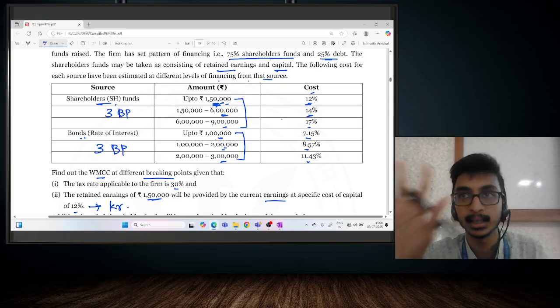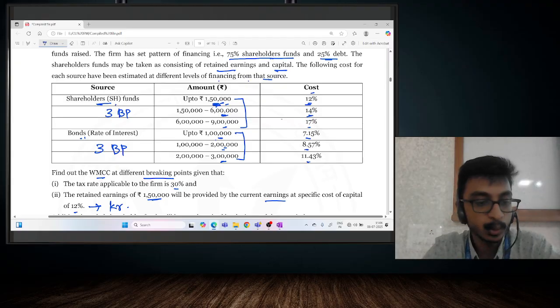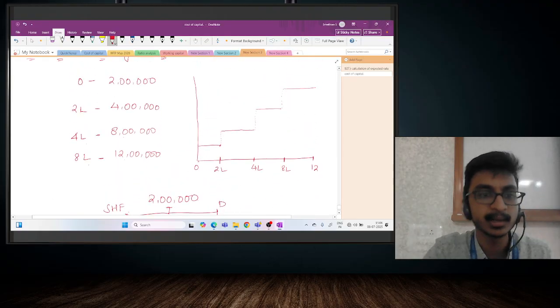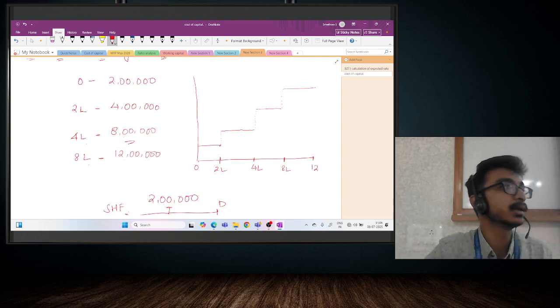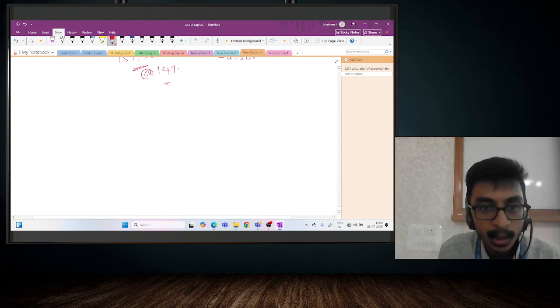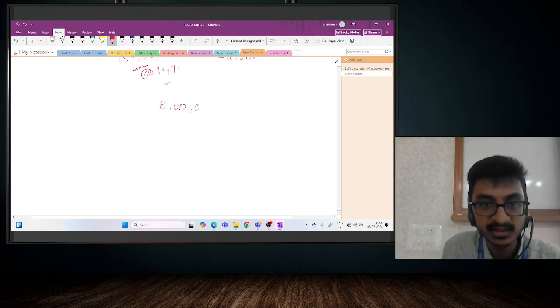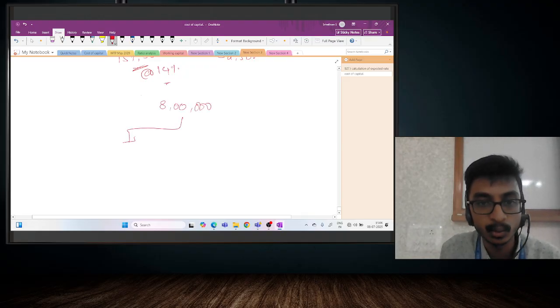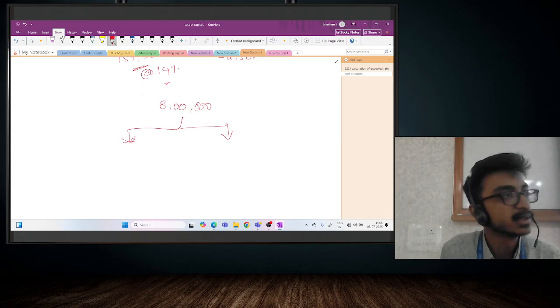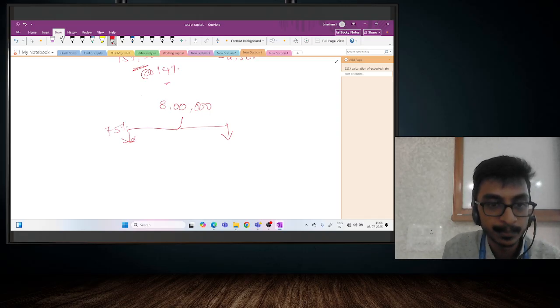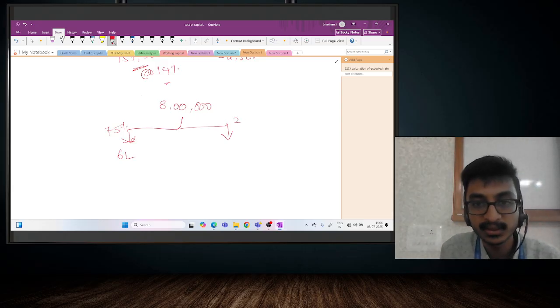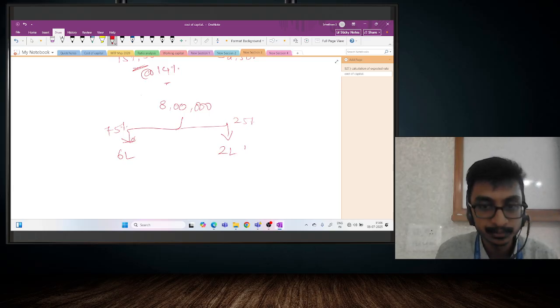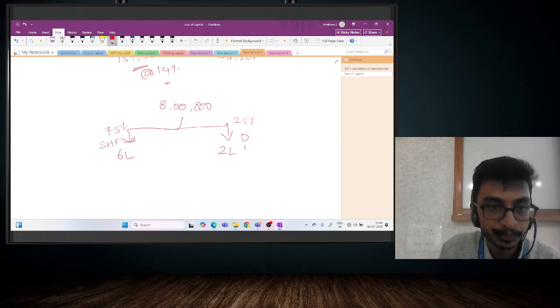Is this point clear? Any doubt? Now let me quickly take one more break point and explain it. For debt, let's say 8 lakh rupees. Let's say the organization wants to raise an additional capital of 8 lakh. What is shareholders fund? 6 lakh, 75% is 6 lakh rupees. 25% is how much? 2 lakh rupees we get. So this is debt, this is shareholders fund.